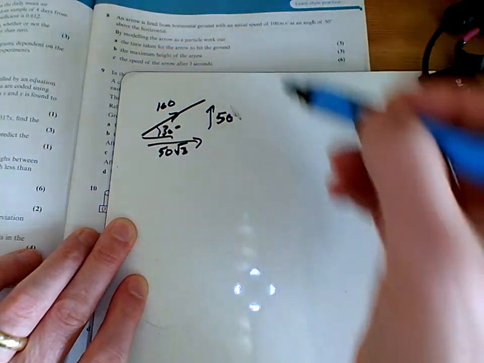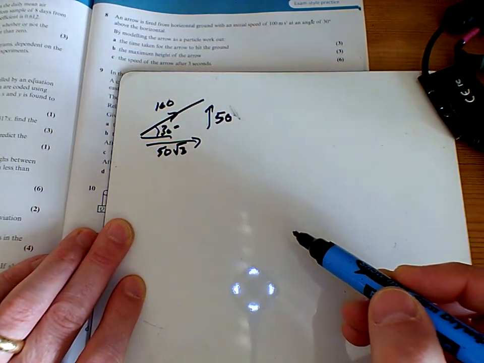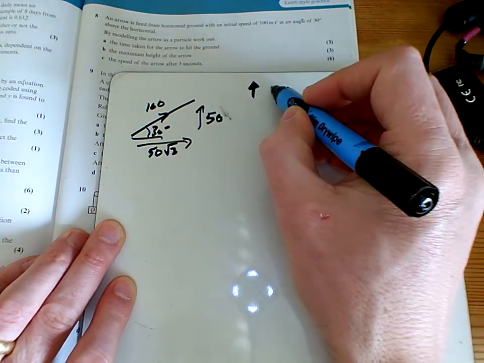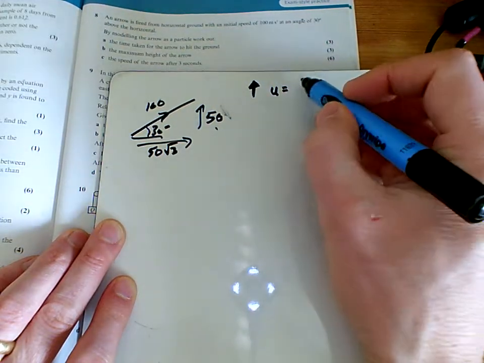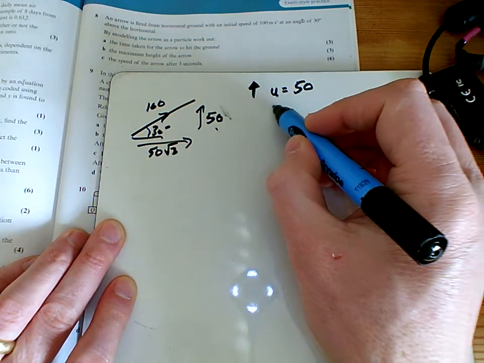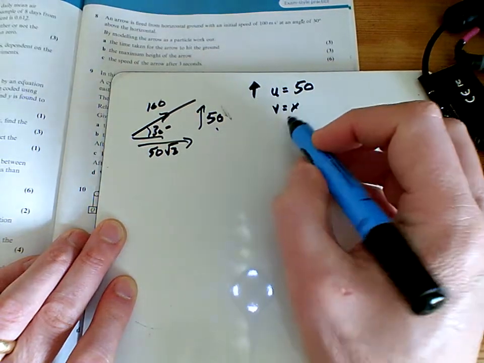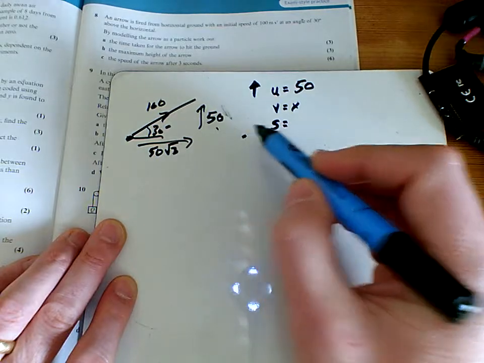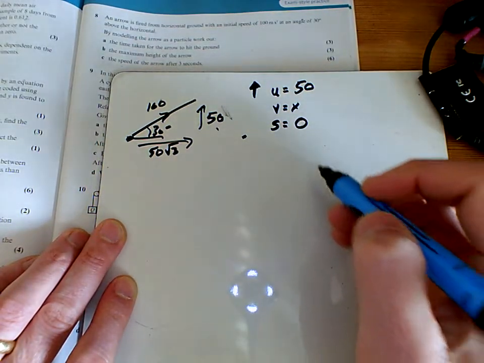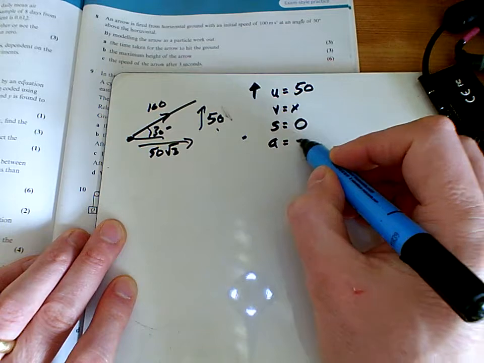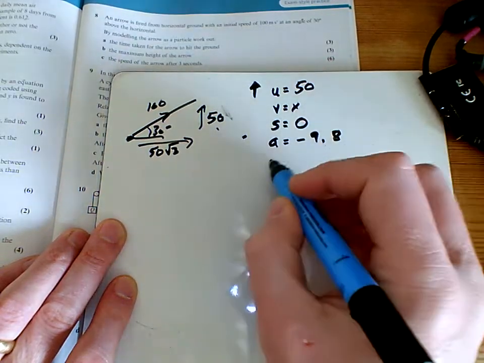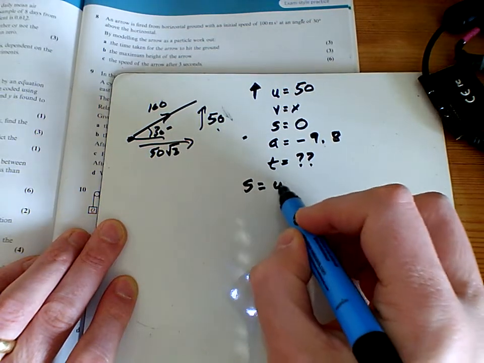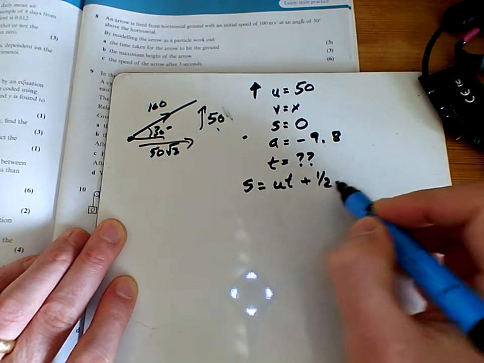So let's have a look. We're going to do the time taken to hit the ground, which is a vertical one. So we're starting with an initial velocity here of 50. When it hits the ground, I don't know what speed it will hit the ground at, but I do know the distance. It started on the ground, it's ended on the ground. The distance is going to be 0. I do know a is minus 9.8, and it's t that we're trying to find out. So it's s equals ut plus half at squared here, a quadratic to solve.